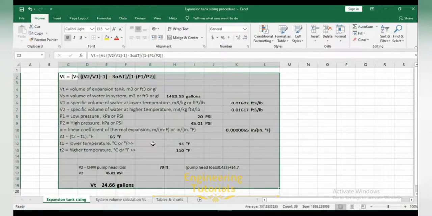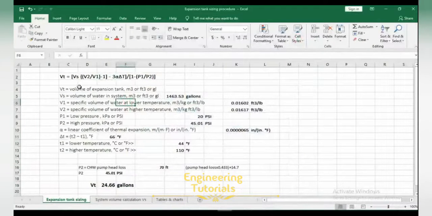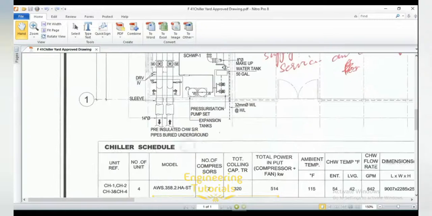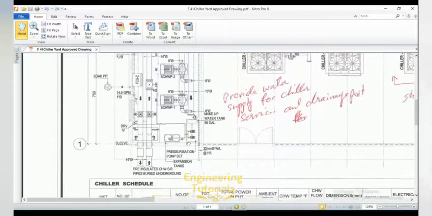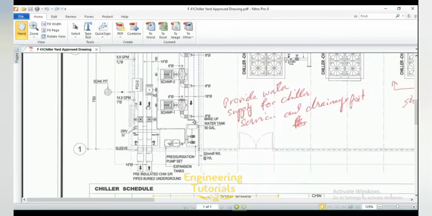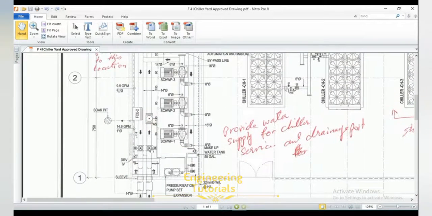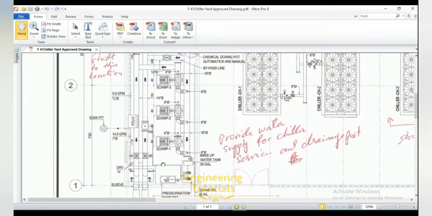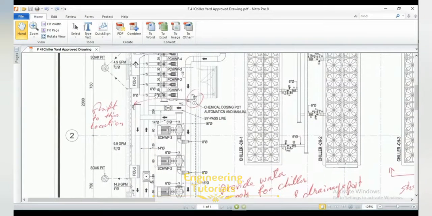And the last thing I want to explain is the location of the expansion tank. Since the point of connection of the expansion tank to the system is a point of no pressure change, it is typically located at the suction side of the system pumps. As you can see in this drawing, this is our expansion tank and this is our main chilled water return header, and the expansion tank is connected to the main chilled water header, which is further connected to the suction side of the primary chilled water pump.